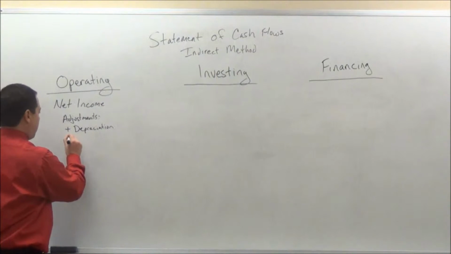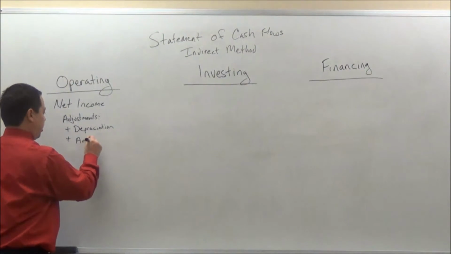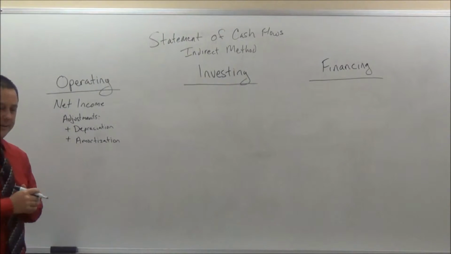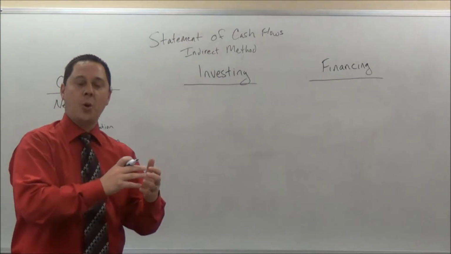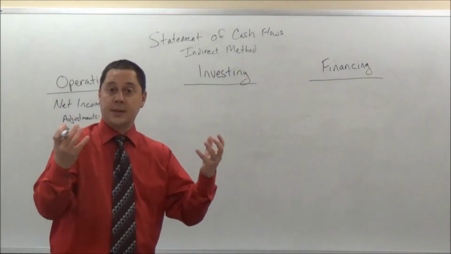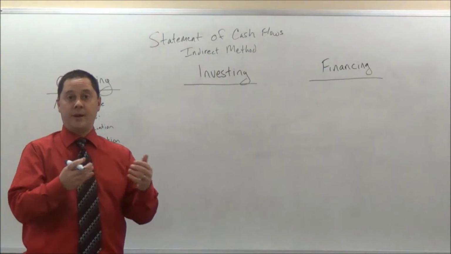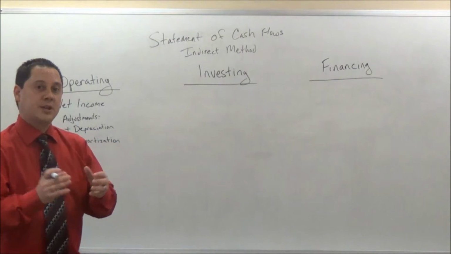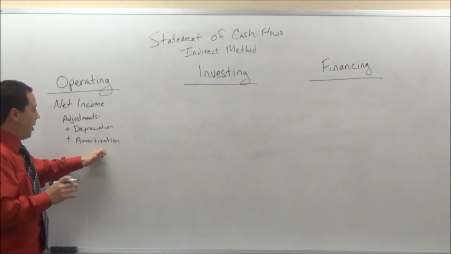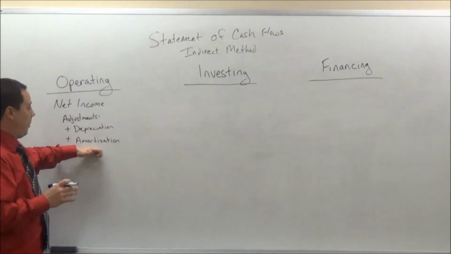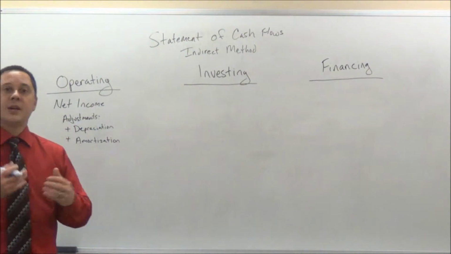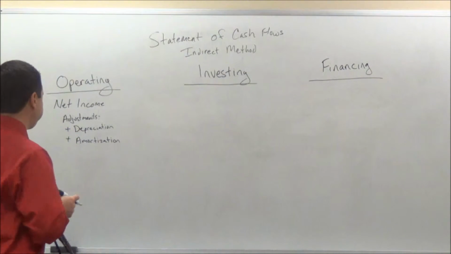And then also we have some amortization we're going to add back in too. If you've seen another video about bonds, it may be something like a discount that we have for a bond, and we amortize it over 5 years. That amortization is also taken away to come to our net income. So we add that back in to figure out the cash effects.